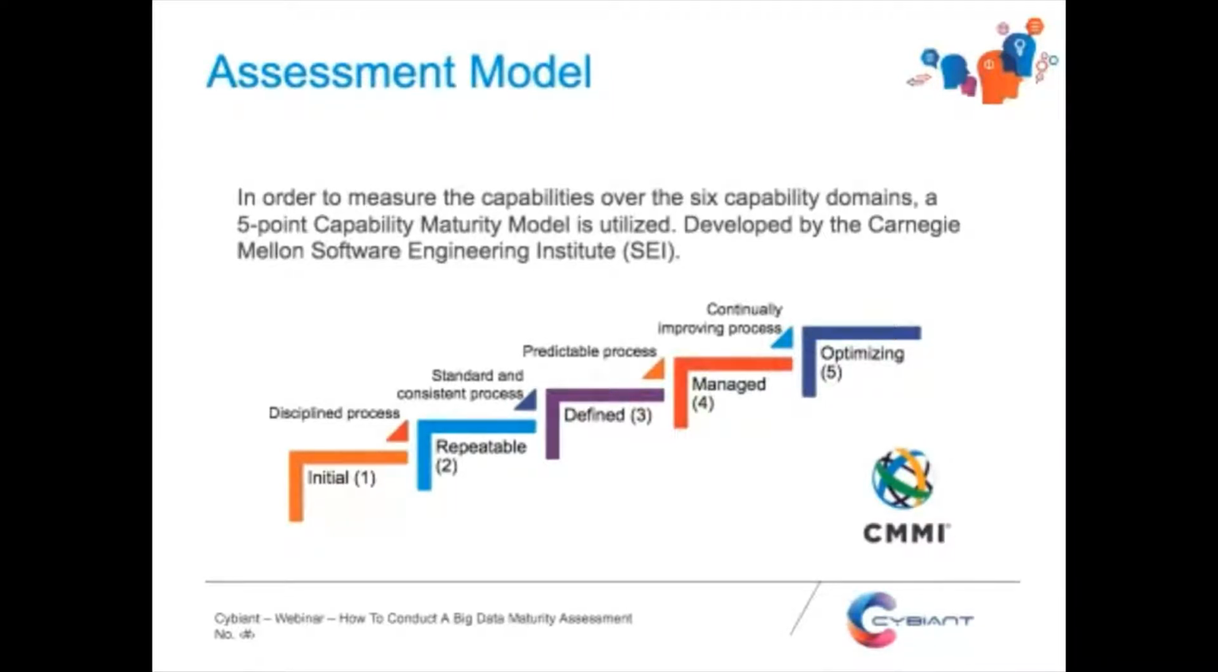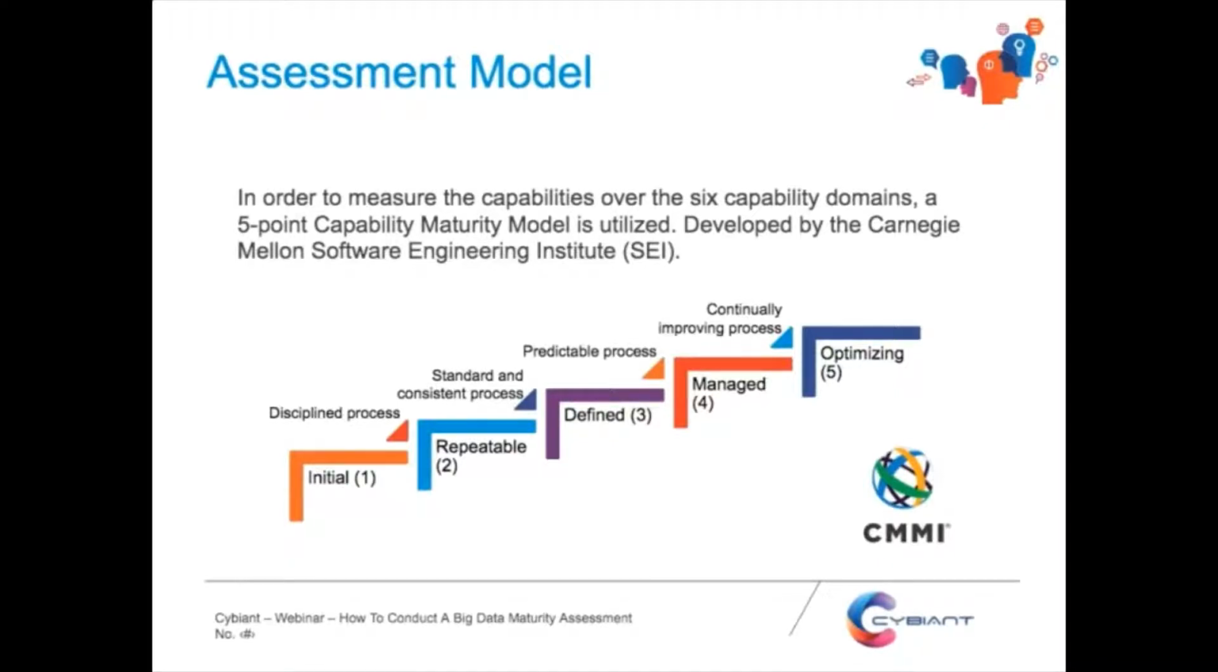Those 5 steps move all the way from what we refer to as initial capability, which really means starting out, where there's not a whole lot of activity present, all the way towards optimizing. And in the context of big data, that means that you have a continually evolving process and that you use your data on a day-to-day basis in order to support decision-making. So let's run through the assessment model in a very high-level overview.